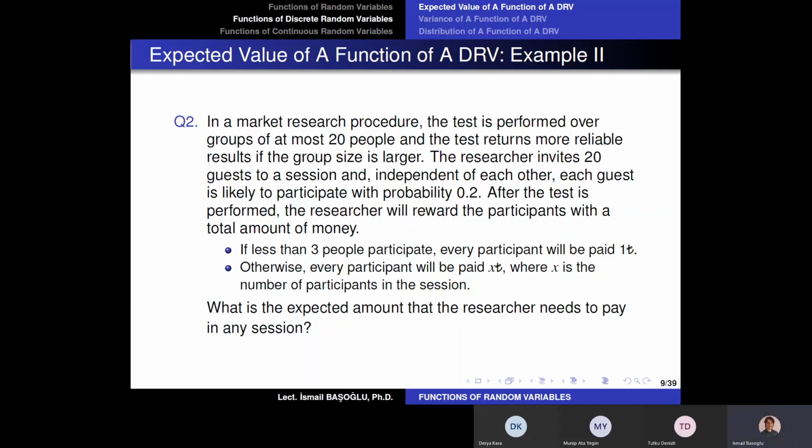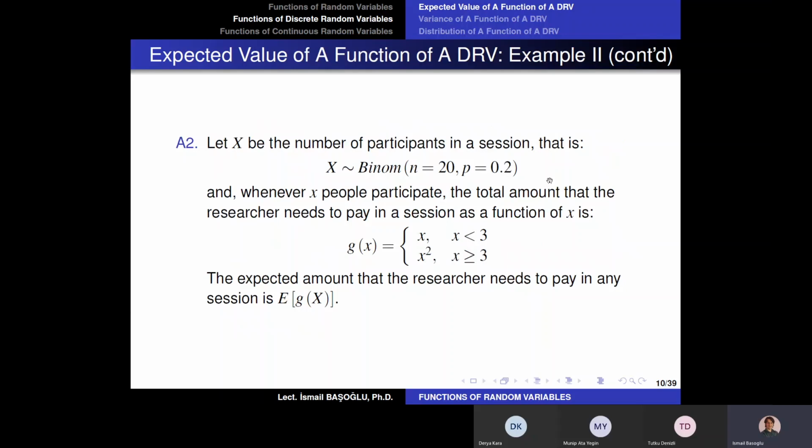If, for example, only 2 people arrive, I'm just going to pay 2 Turkish liras, because in that case, I'm just going to pay 1 Turkish lira to everybody. So the question is this: what is the expected amount that I am going to pay? Okay, what is the average money that I am going to prepare when I invite 20 people? So what is the average amount that I'm going to pay? So that is an expected value of a function of a random variable, because the total reward that I'm going to pay in a session is a function of the number of participants. And the number of participants is a binomial random variable.